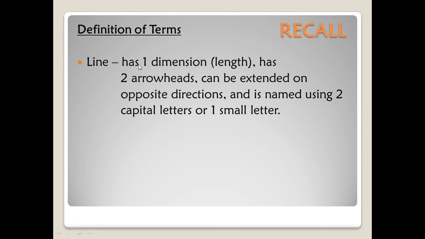Meron lang siyang haba or pwede mong masukat ang haba niya. It has 2 arrowheads and can be extended on opposite directions. It can be named using 2 capital letters or 1 small letter. So let us have one example.